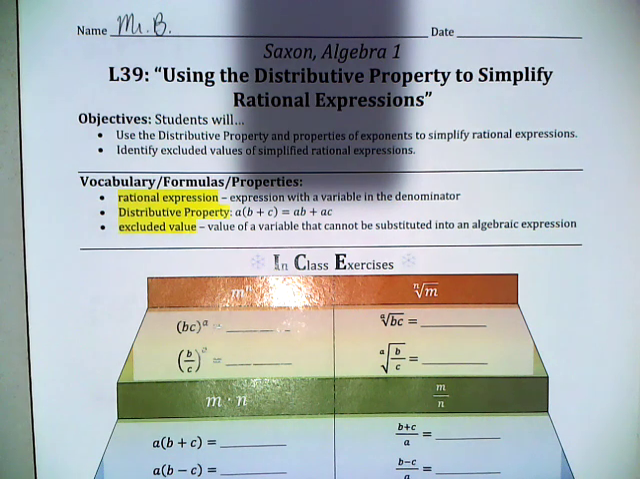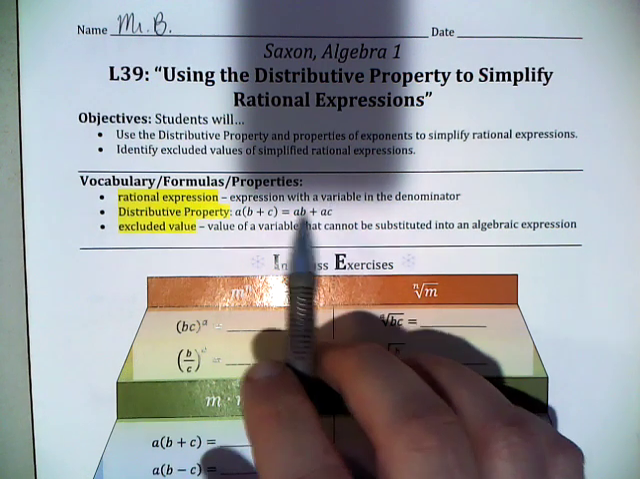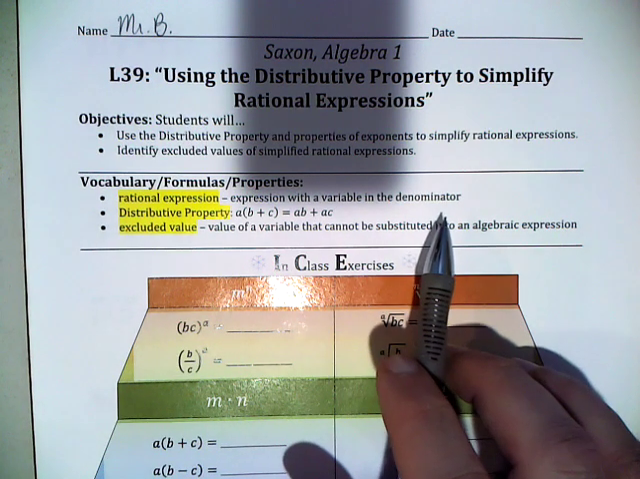This video is over lesson 39, using the distributive property to simplify rational expressions, and it's for my Algebra 1 class. So we're looking at the distributive property in rational expressions. Remember, a rational expression is an expression with a variable in the denominator.